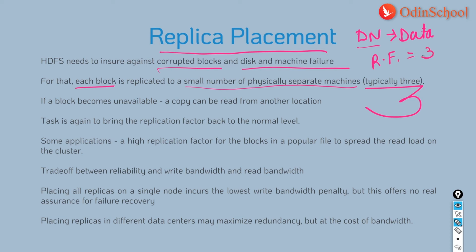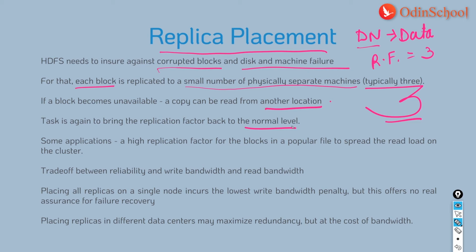If a block becomes unavailable, a copy of it can be read from another location, because it is replicated thrice, not twice. Then you need to ensure that the replication factor goes back to the normal level of 3, so you need to copy it somewhere else. Whenever a copy is lost, you get a copy from somewhere else, and then make another copy so that the replication factor is back to 3.